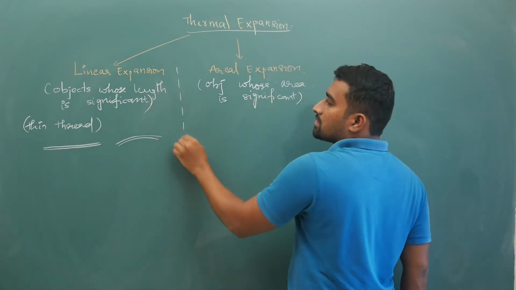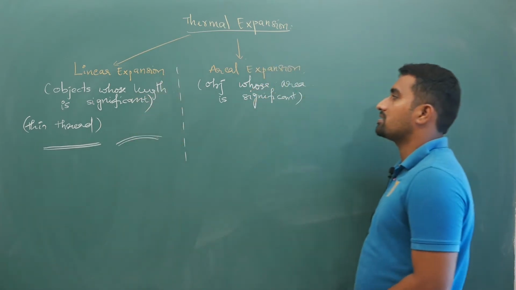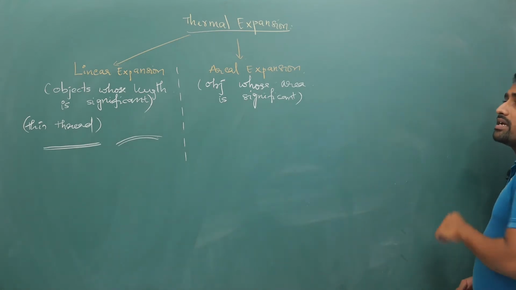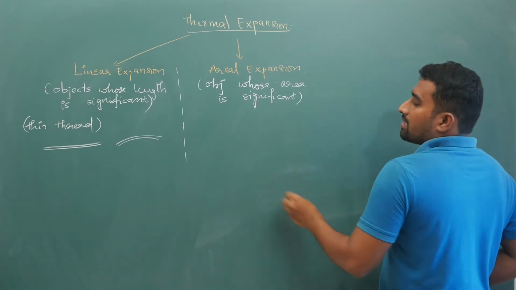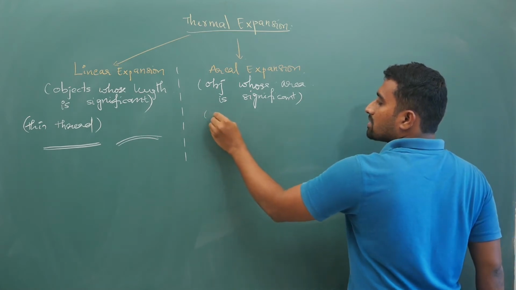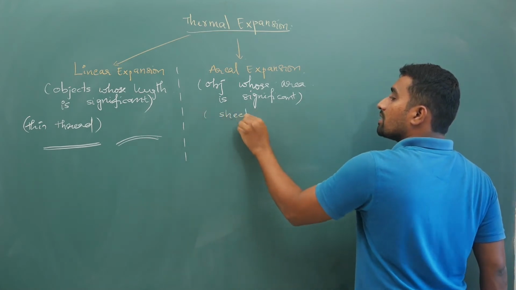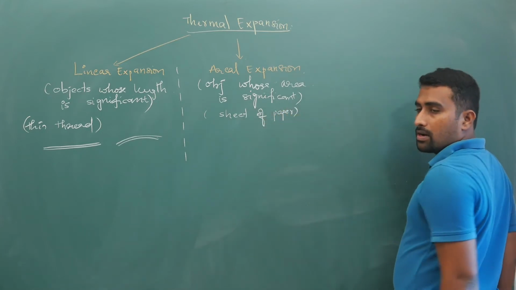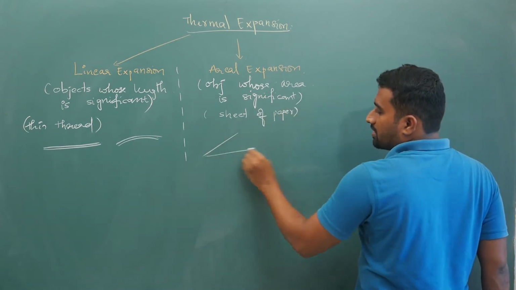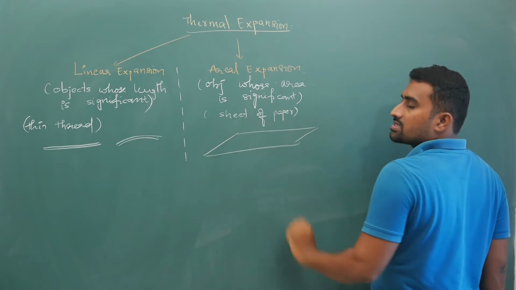For thin objects you will have linear expansion. You will have aerial expansion for objects whose area is significant. Here you can say objects which are formed with the help of a sheet of paper. You can form these kinds of objects with the help of a sheet of paper, some thin sheet of paper like this.